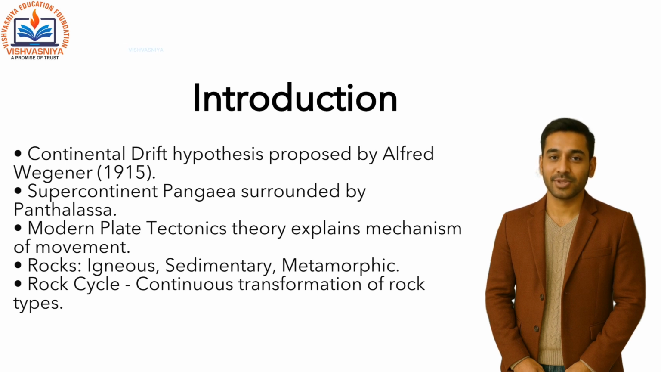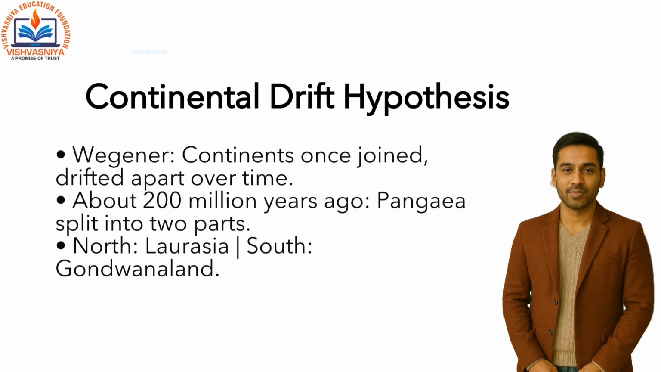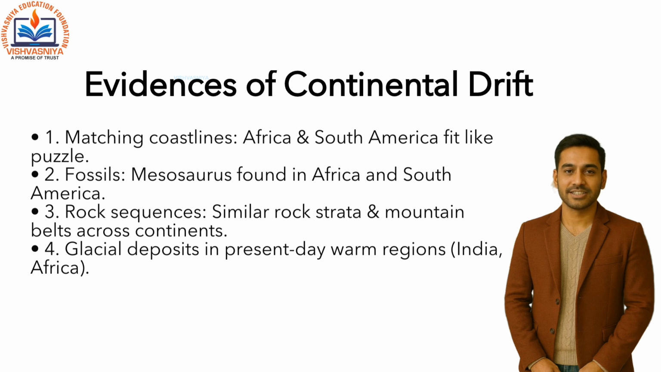rocks are constantly recycled. Let's start with the continental drift hypothesis, proposed by Alfred Wegener in 1915. According to him, about 250 million years ago, all the continents were joined together into a single massive supercontinent called Pangaea, surrounded by a huge ocean known as Panthalassa. Later, this landmass split into two parts, Laurasia in the north and Gondwanaland in the south. From there, the continents slowly drifted to their present positions.